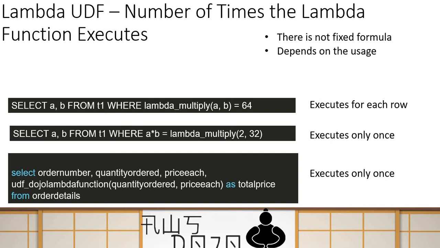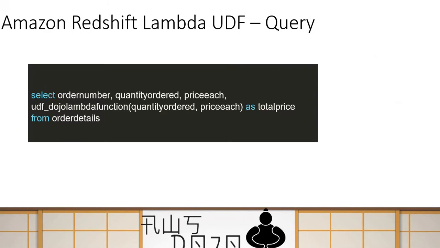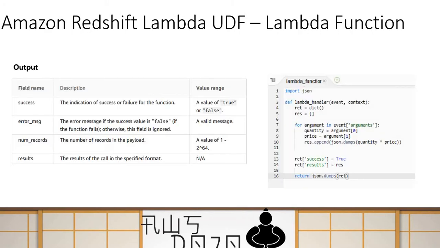And then what you need to do in that Lambda function is simply loop into this argument, multiply the value at each row, and then append that result into a return array and pass it back. So again, you're calling the Lambda function only once, but you are actually looping inside the Lambda function for each row.